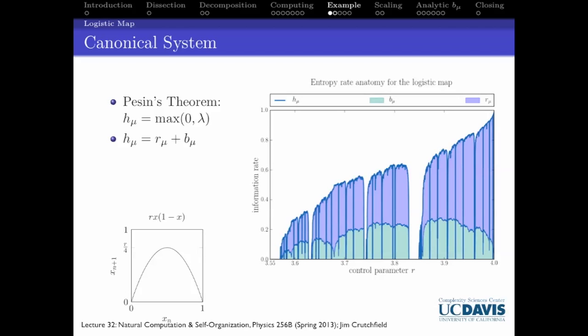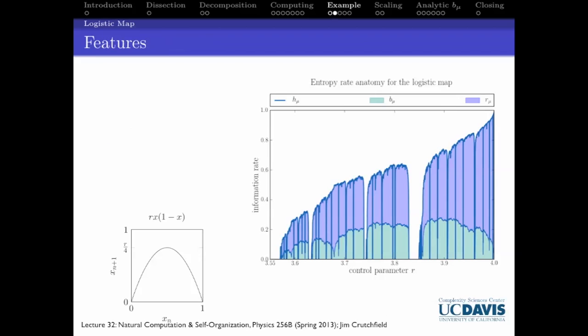Does anyone know what's going on at these locations? Anyone recognize them at all? What? Period cycles? They're not periodic cycles. I mean, for example, there's the period 3 windows, where the Lyapunov exponent goes to 0. But these are areas where the Lyapunov exponent is not 0. It's large, but the B mu piece becomes 0. Anyone remember? I forget what the name of it is, but where it's completely chaotic.